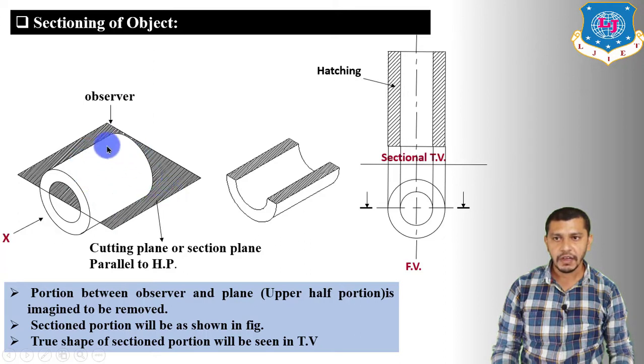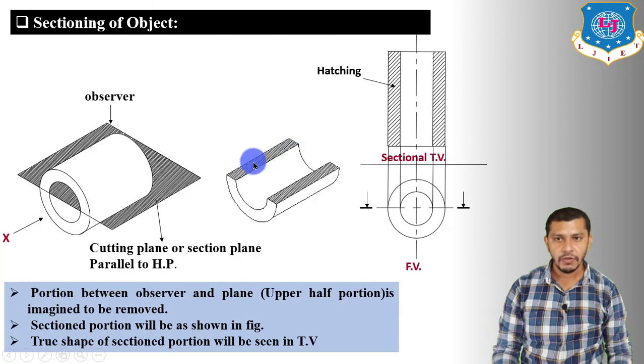So after removing the object which is in between the cutting plane and the observer, the object will look like this. So this is the sectional part of the object. We have to remove the portion which is in between observer and the plane. That means the upper half portion is imagined to be removed. So here we have removed the upper part, and after removing the upper part, the object will look like this.